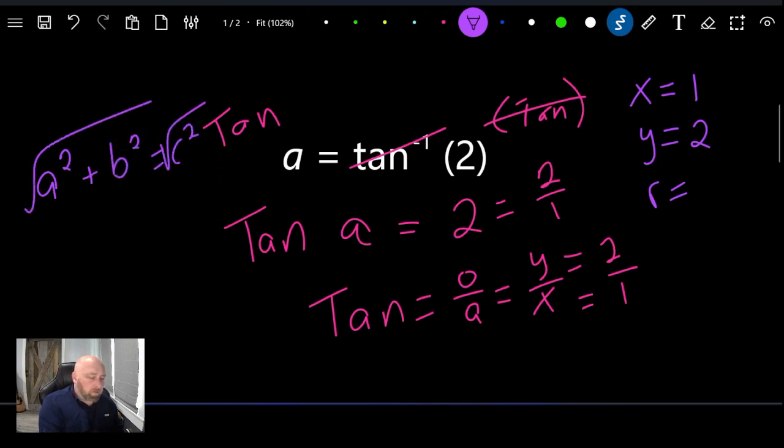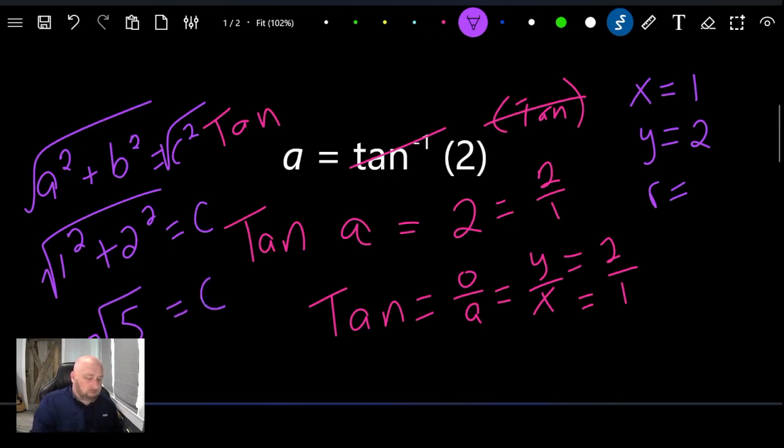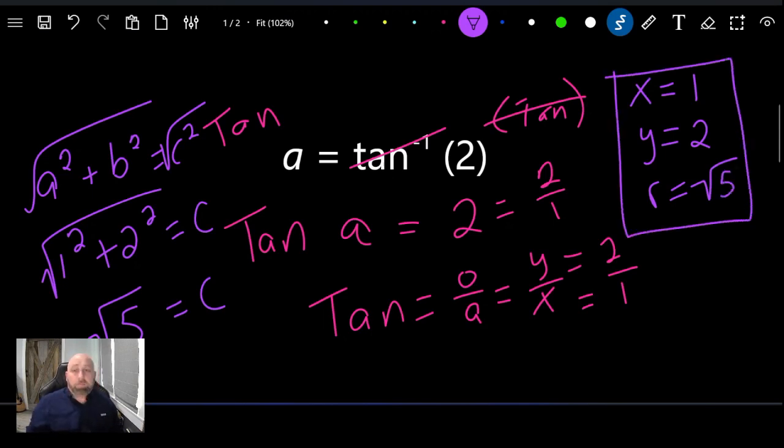Take the square root of that, and it doesn't matter which one's x and y, so we'll say 1 squared plus 2 squared equals c squared. We'll take the square root of that, and we end up with 1 plus 4 equals 5. So the square root of 5 equals c, or r. So r equals the square root of 5. This little chart, this little box, you're going to need this.